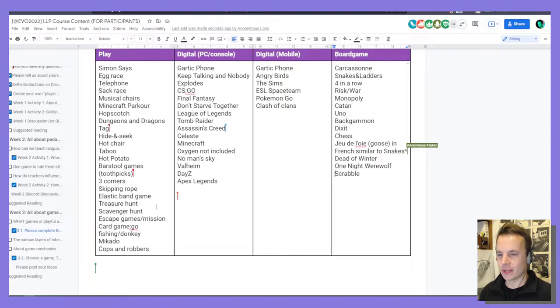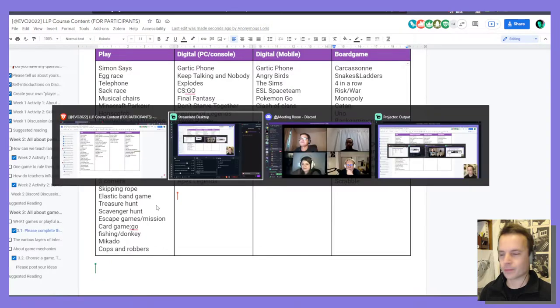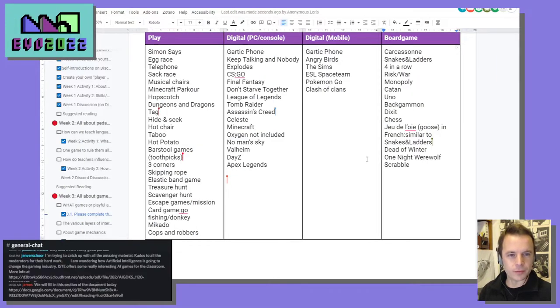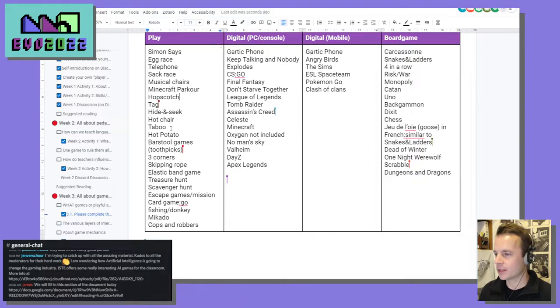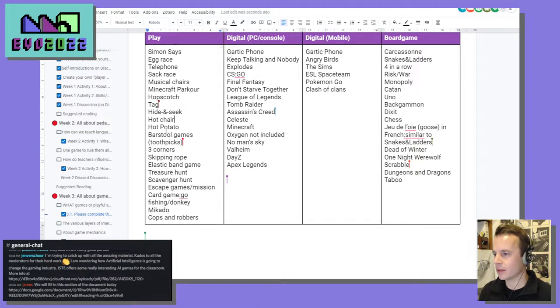Okay. Right, so let's have a look at our list that we've created here. So we have Dungeons and Dragons. I would put that into the board game list here, if that's okay. Taboo as well. I guess it's actually a game that you can purchase. But of course, it's play as well. You can make your own version, I guess.